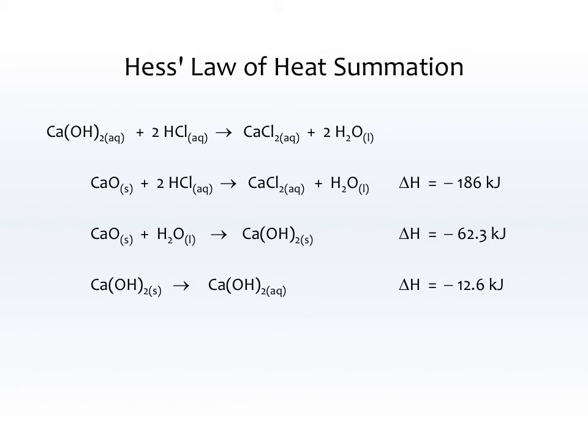Trying to make my overall reaction using these individual reactions, 1, 2, and 3. I see Ca(OH)2 aqueous on the left, so Ca(OH)2 aqueous needs to be on the left. So what I'm going to do is reverse this reaction by changing this to an aqueous and changing this to a solid. And then that will change that to a positive. I see 2 HCl's here, 2 HCl's there. That's good. I see a CaCl2 on the right, a CaCl2 on the right.